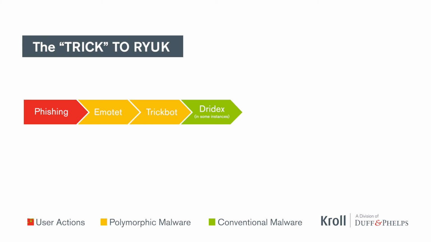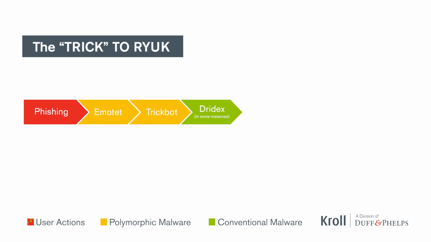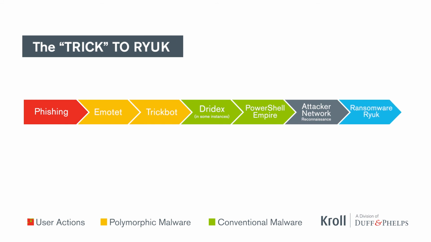to then start doing some additional recon, credential scraping, things of that nature to try and identify what systems are in your environment, what users are there, how they can get a domain administrator account, ultimately doing things to prepare your environment to deploy out ransomware. We've seen them deploy different tool sets like Metasploit, Cobalt Strike, and even the PowerShell Empire Framework to try and collect and gather additional information prior to deploying ransomware in your environment.